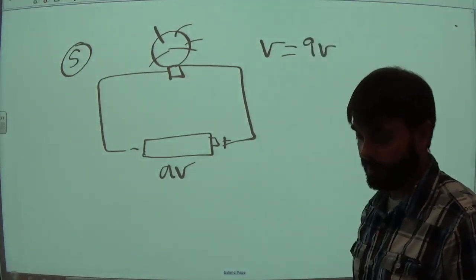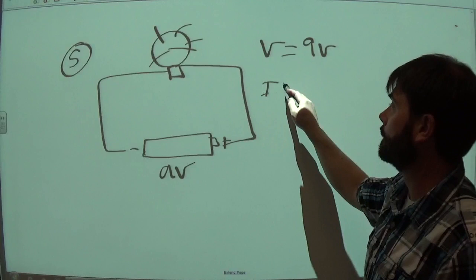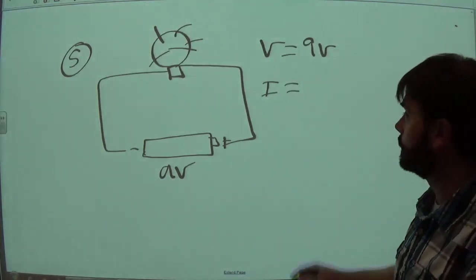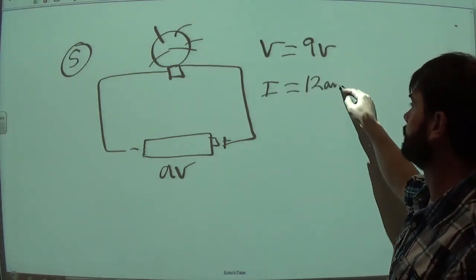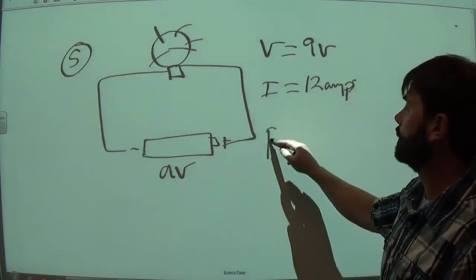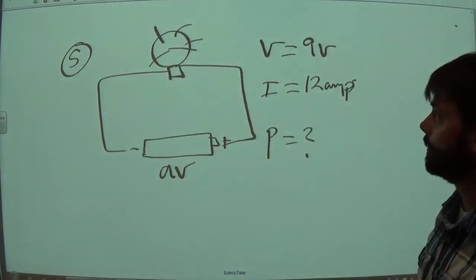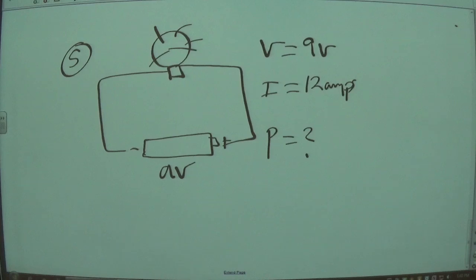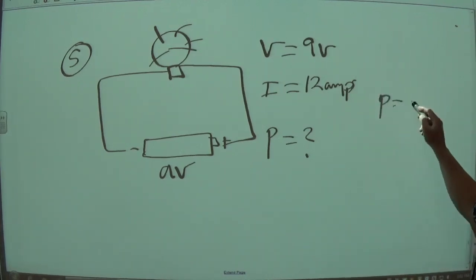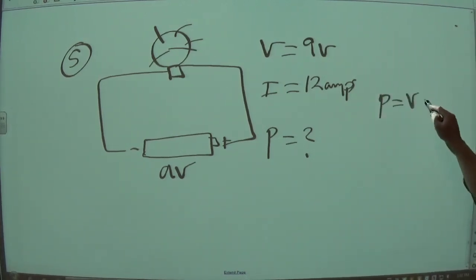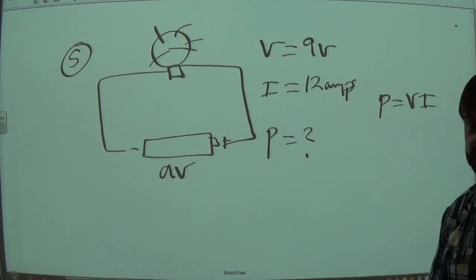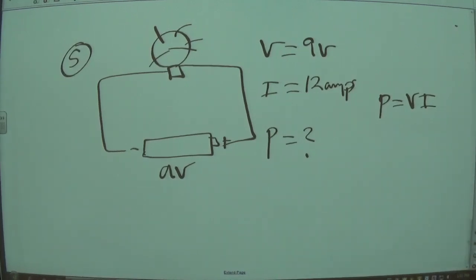Let's say we know the current running through the wire. Let's say that the current running through this wire is 12 amps. We want to figure out the power consumption of the light bulb, or how many watts is this light bulb. Our equation for power, if you go back and look at the very top, voltage multiplied by current is one of the equations to determine power.